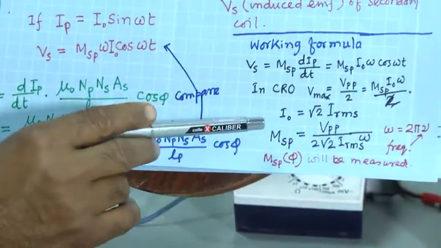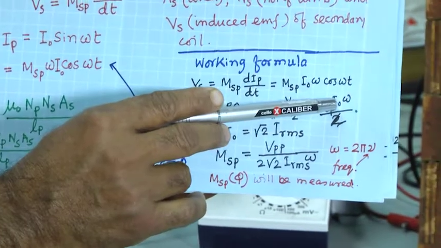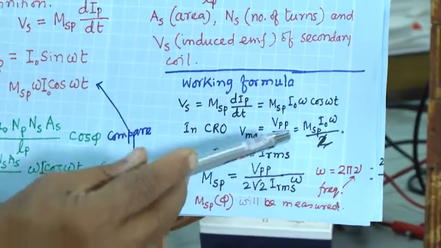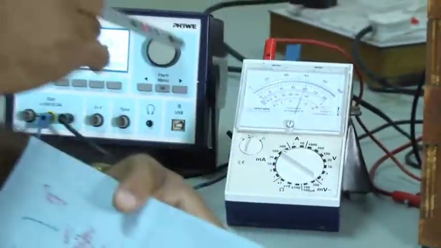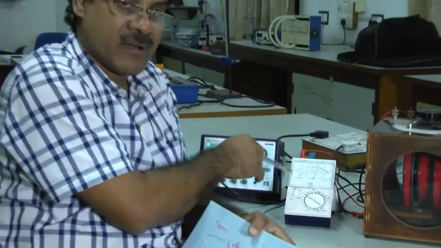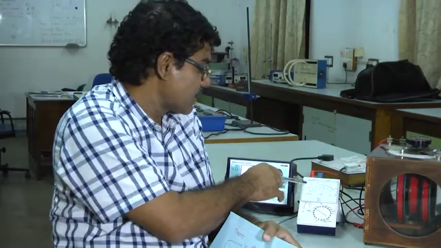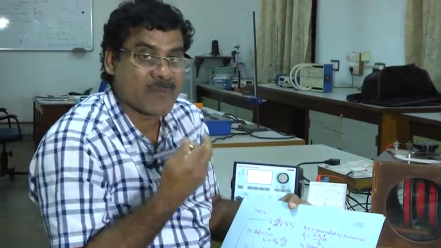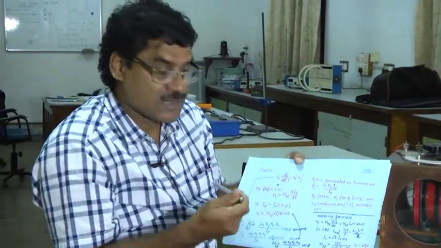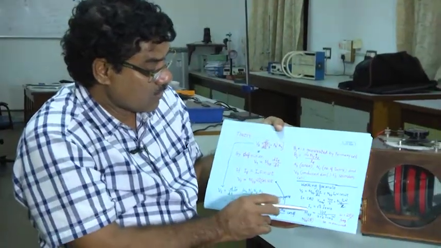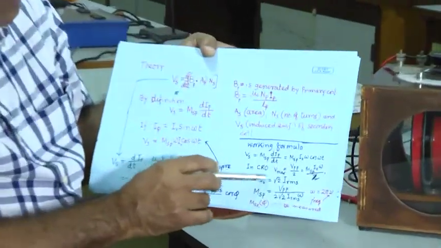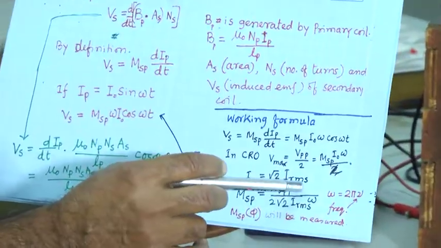For the AC current I0, we are using the ammeter. Whatever value we see there is the RMS value. So we will see the RMS value, and there is a relation between I0 and I RMS.